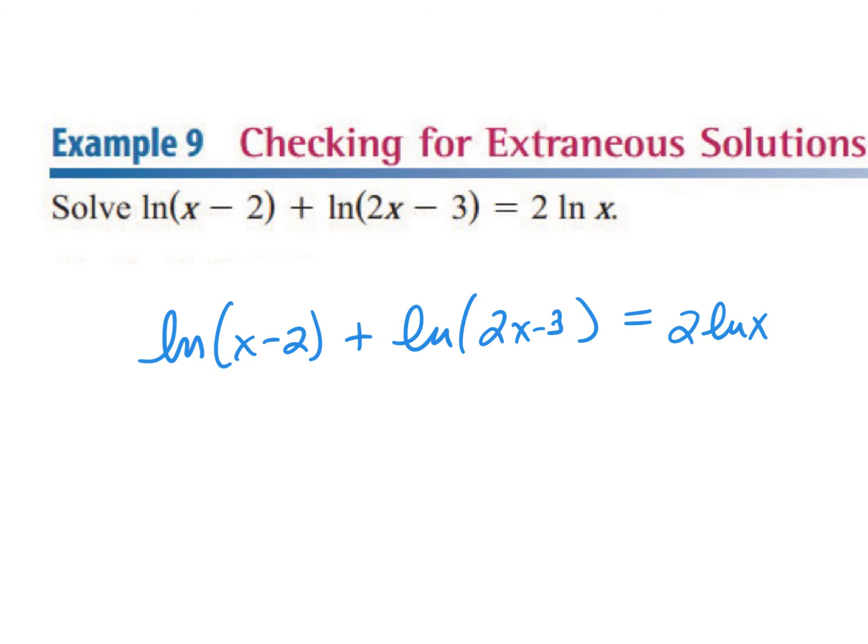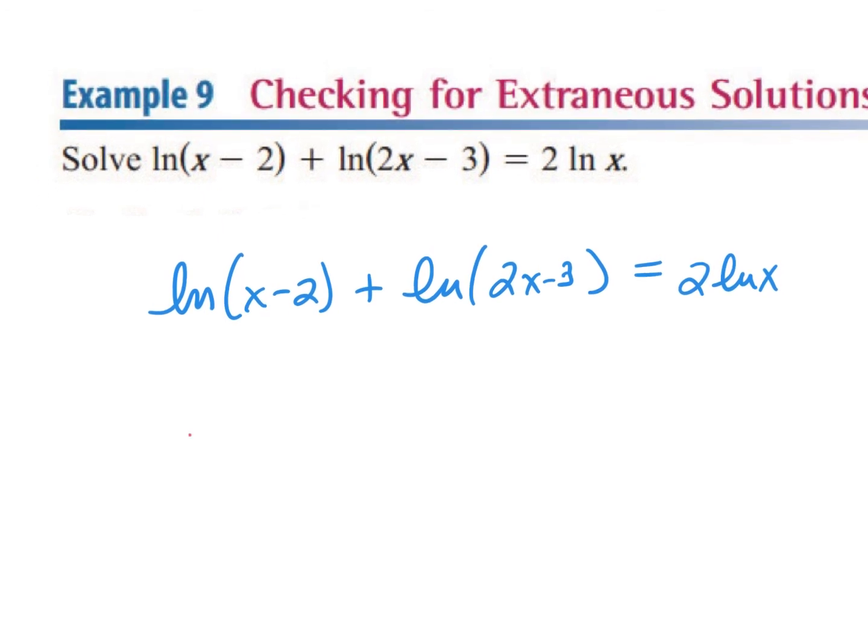Yes. Okay, I can rewrite this as the natural log of what? X minus 2 times what? 2x minus 3. How come I can do that? I'm condensing it. Do you see how they both are the same base? They are the same log. They both have natural logs. So if I rewrite it condensed, addition becomes multiplication.